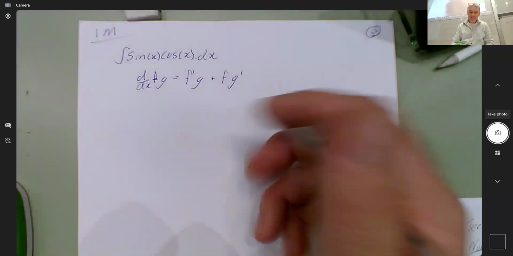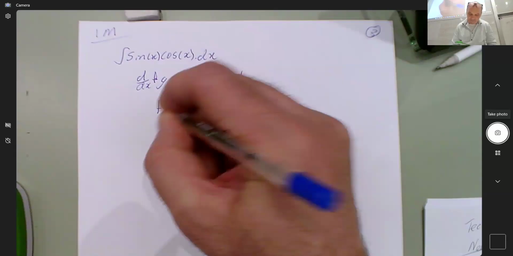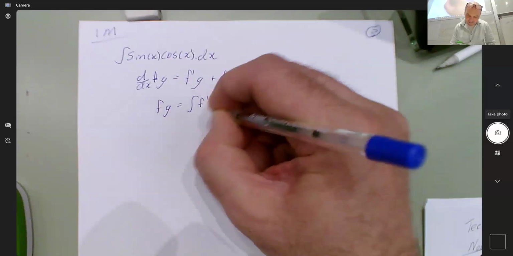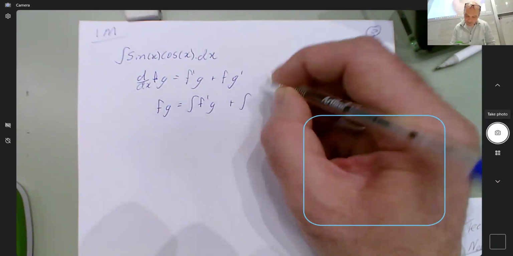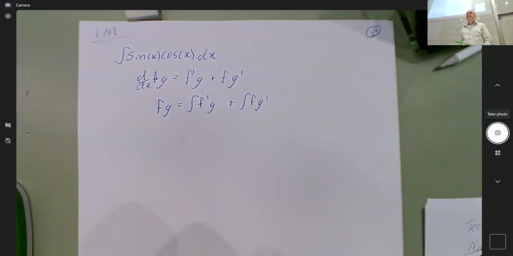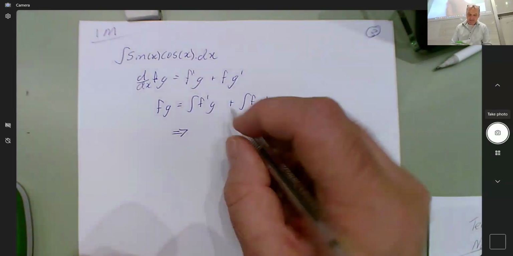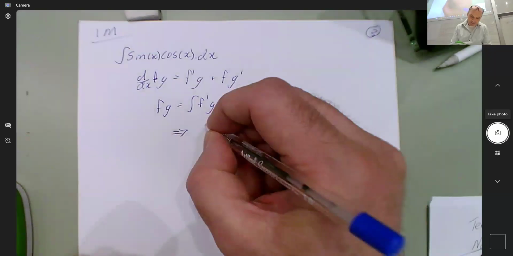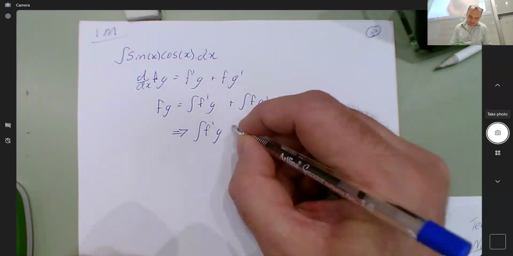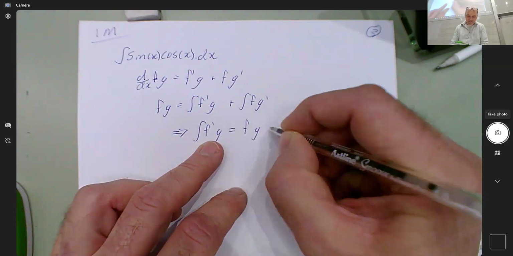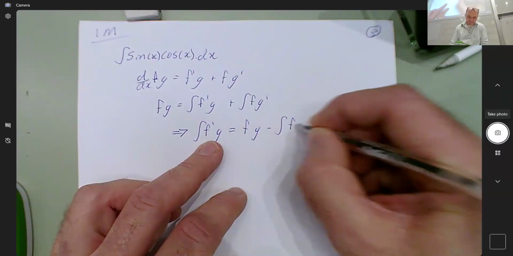So I'm going to integrate through. And because I integrated the derivative, that just became f times g. And this became the integral of f dash g. And this became the integral of f g dash. Sounds absolutely like a thing for me. Now, this does not look like what we normally have. What we normally have is something where we put one of these over the other side. So I'm going to go integral f dash g is equal to fg minus integral fg dash.